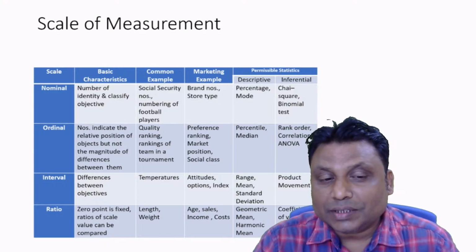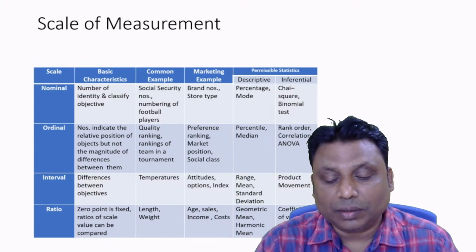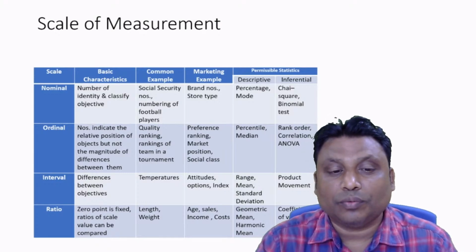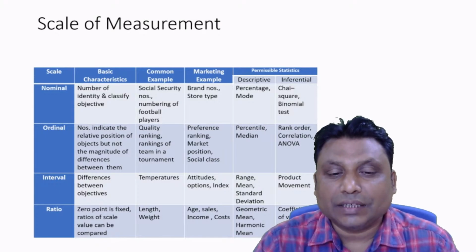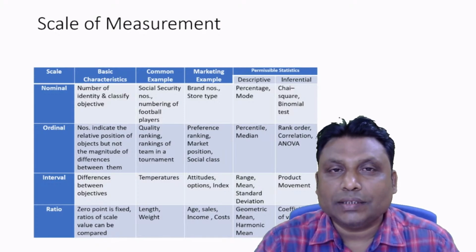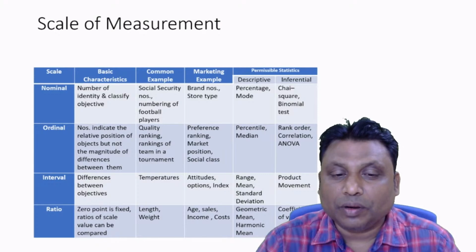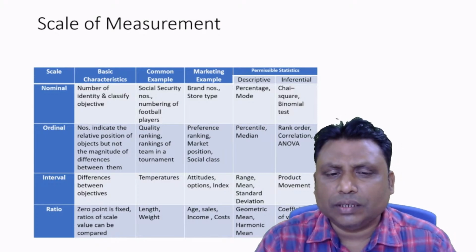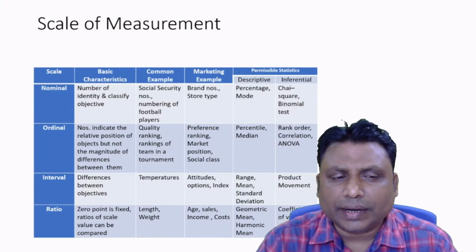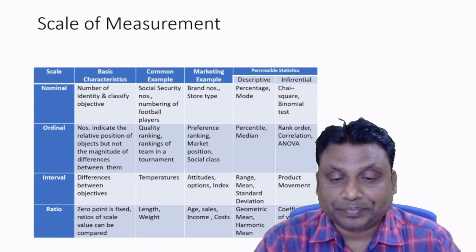Similarly, in interval cases, what happens? The differences between the objects, or the variation between the objects, should be more. Suppose temperature, age, weight, income: we can say these are the common examples. In marketing, examples are attitudes, opinions, index, and in financial terms also. So at that time also we can use the interval scale.